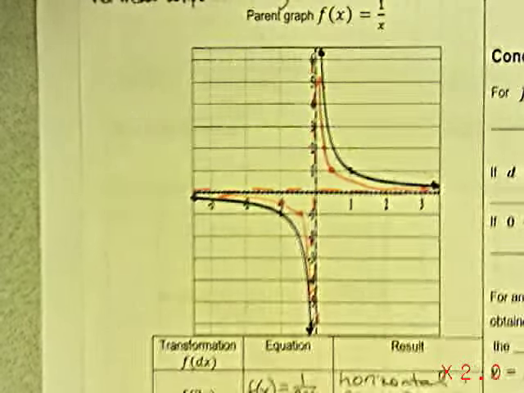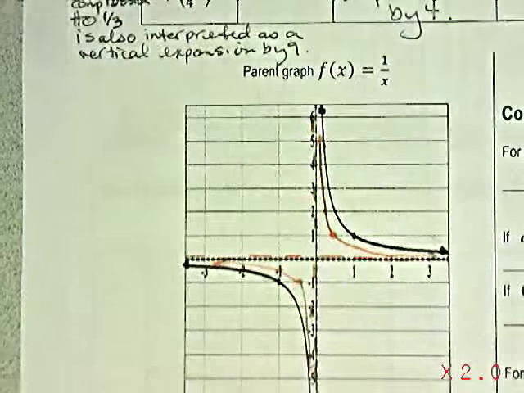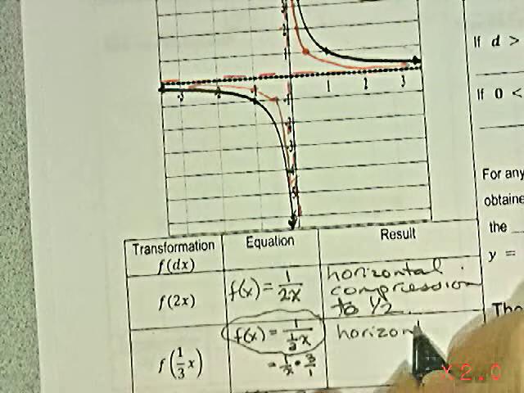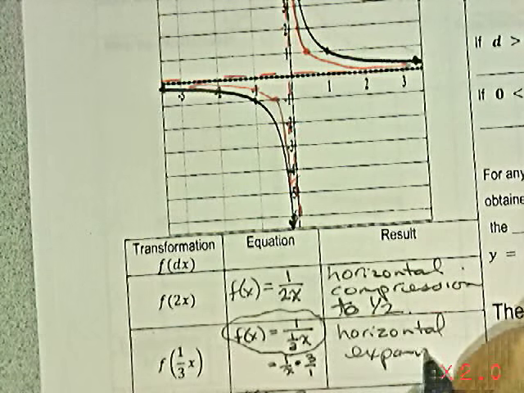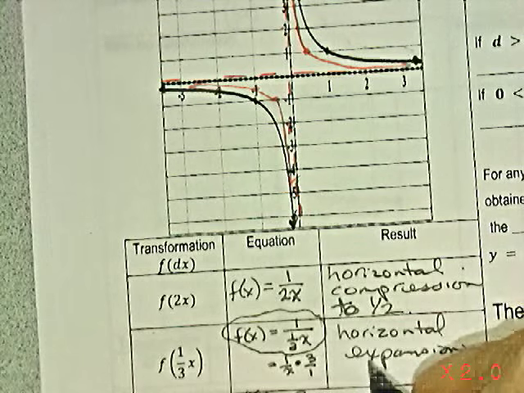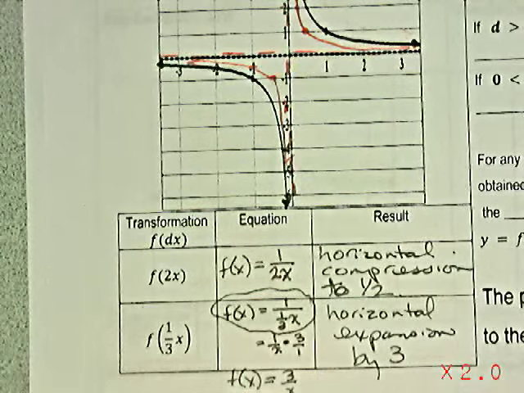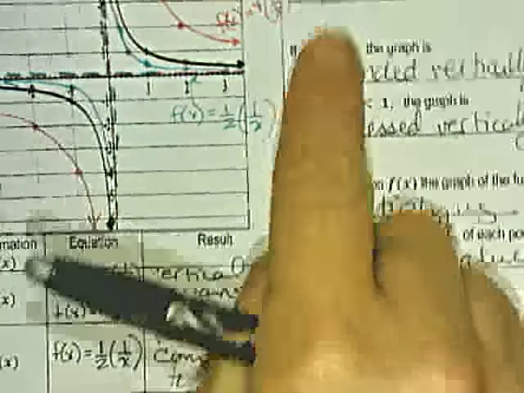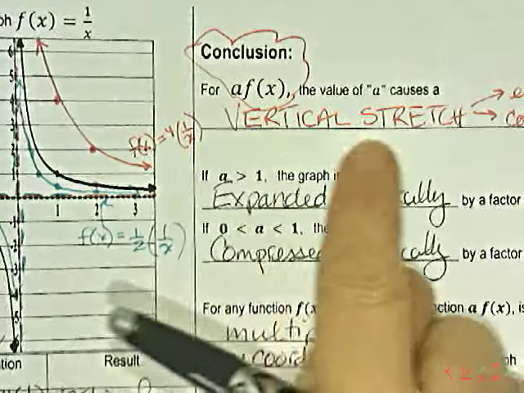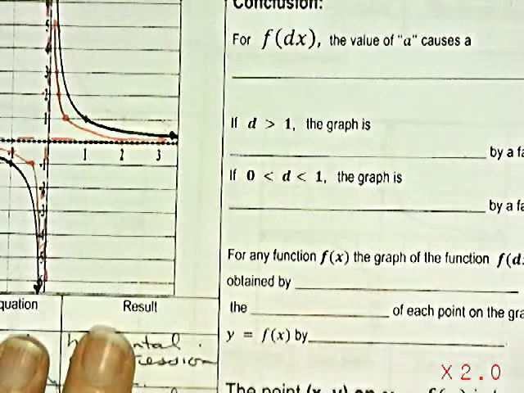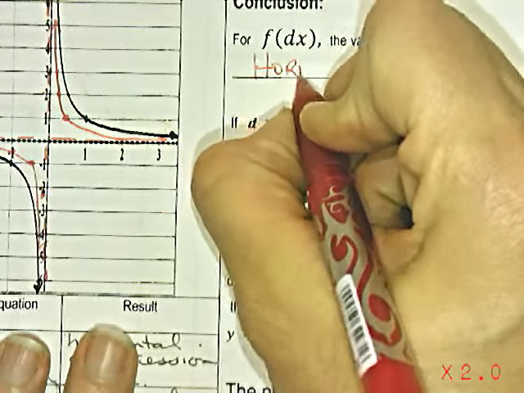All right, let's finish this up with our conclusion. Well, first of all, we have a horizontal expansion with a third. So horizontal expansion by 3 times bigger with a third in our D position. So as a conclusion, last day we concluded that an A value multiplying in front resulted in a vertical stretch factor, and now a d value multiplying inside any function, doesn't matter what function we pick, causes a horizontal stretch factor.